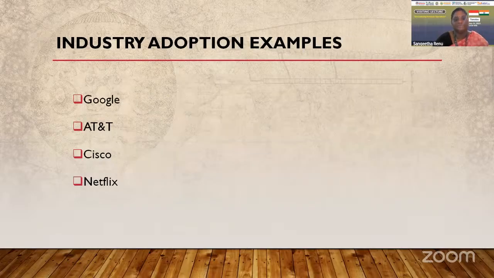Industry adoption examples: Google, AT&T, Cisco, Netflix. Google implements intent-based networking to manage its massive global network. It uses machine learning to predict faults and trigger self-healing mechanisms in their wide area network.